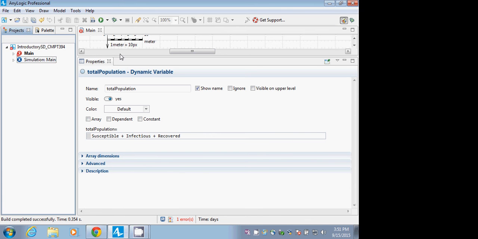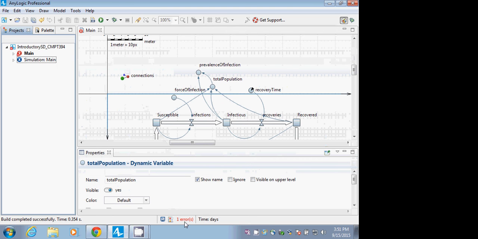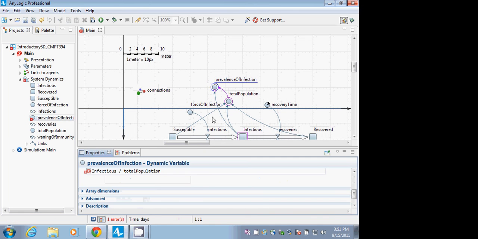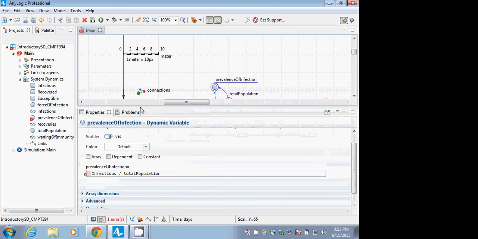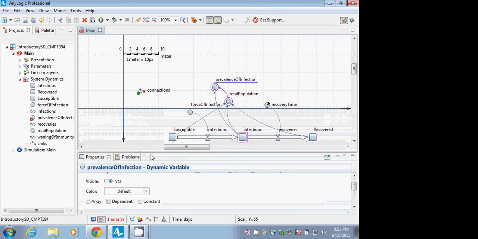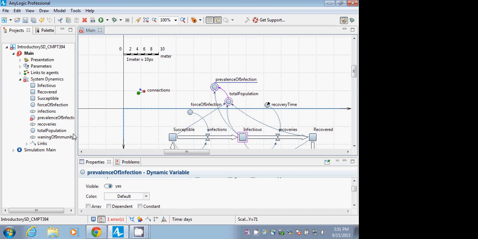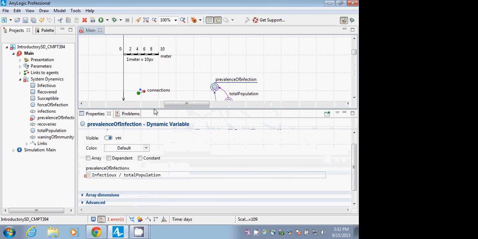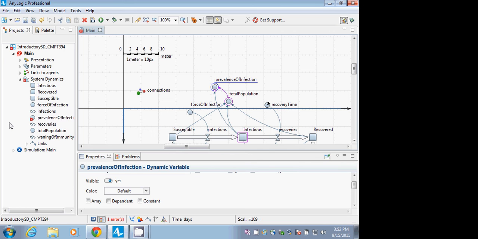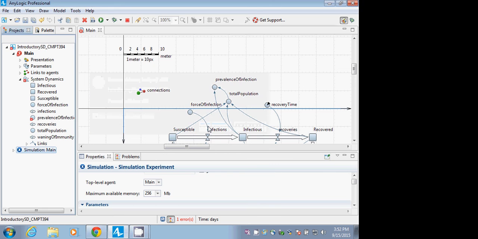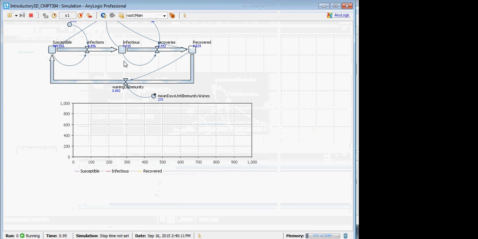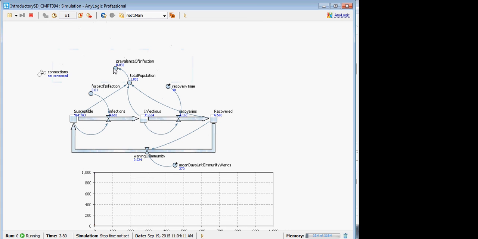Okay? And now, if you run that, it's complaining about things. Infectious is used but not, oh, that's interesting. So why is it saying that I'm not using it? Infectious divided by total population. Okay, I think it's out to lunch. Prevalence of infection. It says it's used but not, okay, I think it's out to lunch. Okay, I'll just ignore that. Okay, yeah, sure, proceed here.